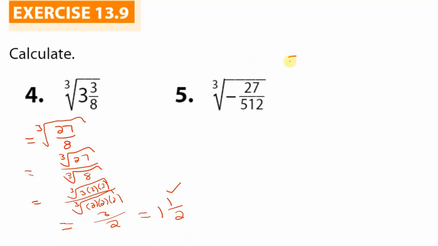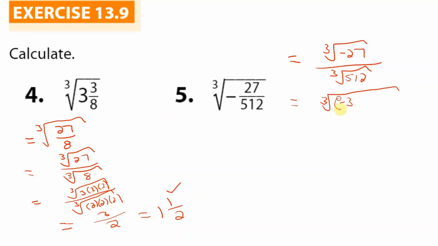Okay, so let's see, we separate. I'm going to take the minus to the top. So I'm going to say I have the cube root of negative 27 over the cube root of 512. I have separated, we call it the divorce. Now I'm looking for three sums. So what times what times what gives negative 27? Well, from here we know that 3 will work, but now we have a negative, so in this case, negative 3 in fact will work. Negative 3 times negative 3 is positive 9. Positive 9 times negative 3 will result in negative 27.